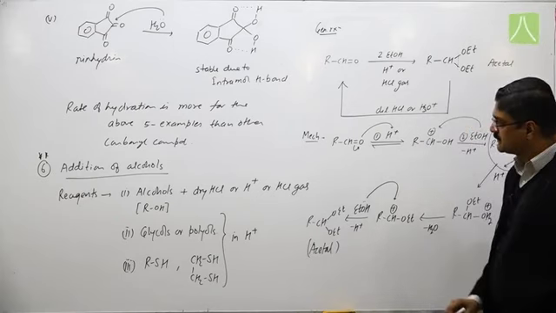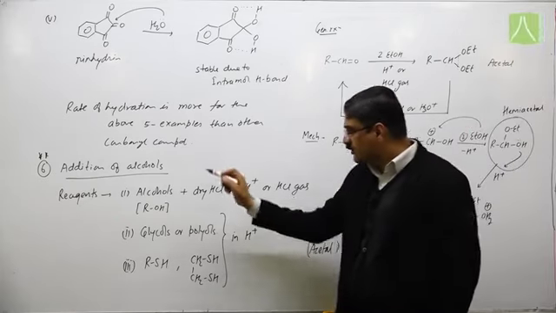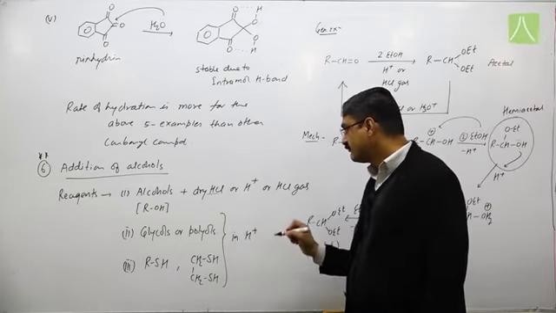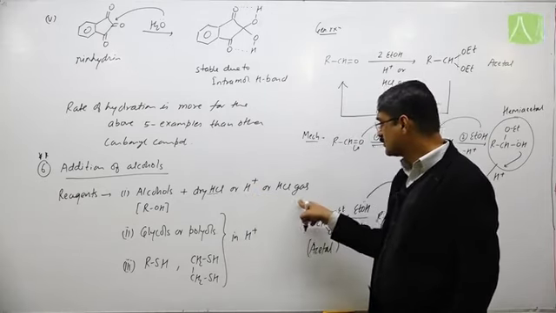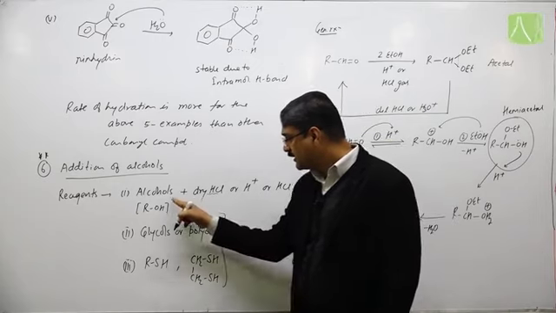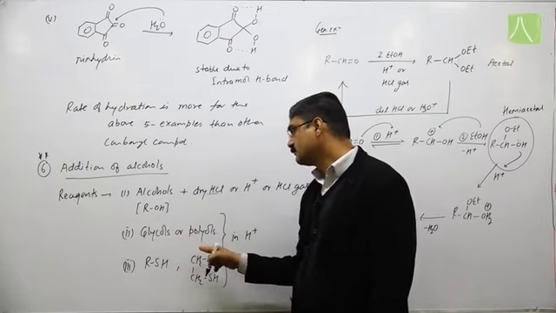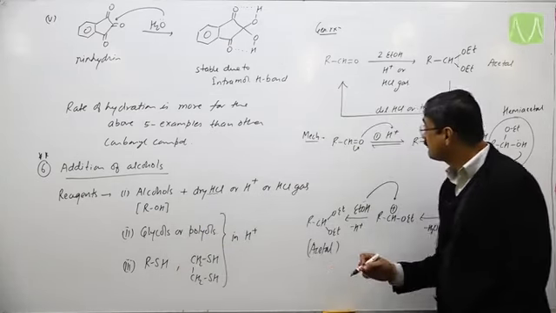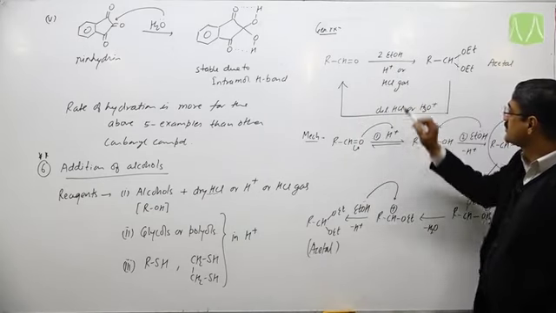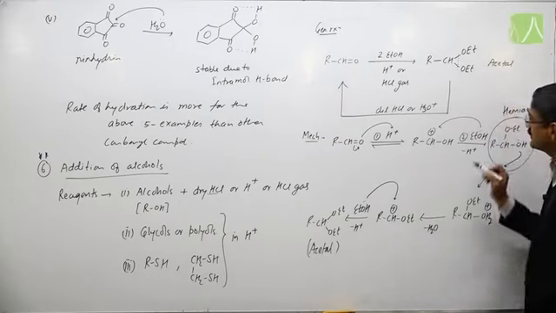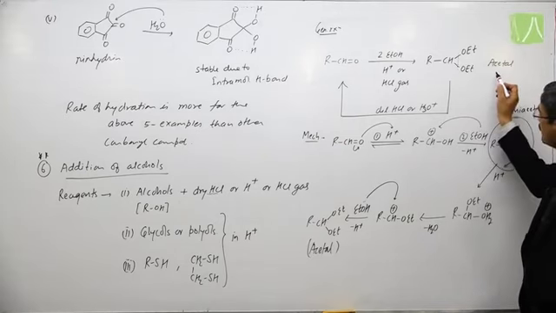So I repeat the mechanism. Addition of alcohols takes place in presence of dry HCl or H plus or HCl gas. You can take any type of alcohols, glycol, polyols, thiols, etc. The general reaction is that two molecules of alcohol are added in presence of H plus. The final product is acetal, or if a ketone is taken, then it is known as ketal.